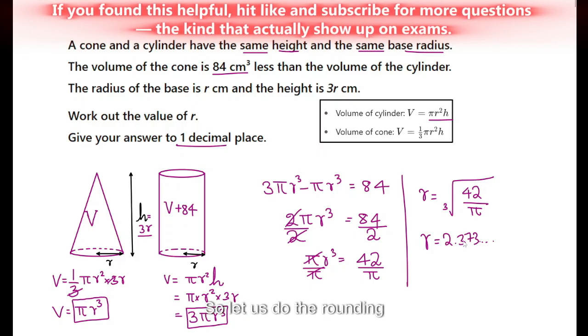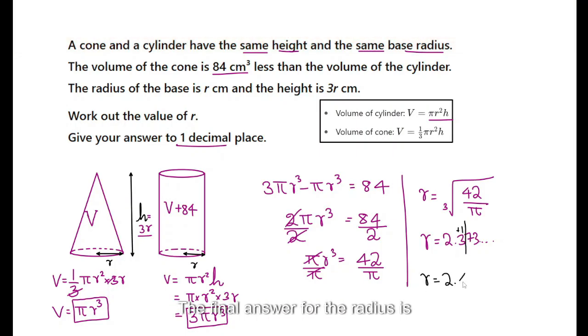So let's do the rounding. 1 decimal place here. After the 3, I have a 7. That's more than 5, so I need to add 1 to this one. So the final answer for the radius is 2.4 centimeters.